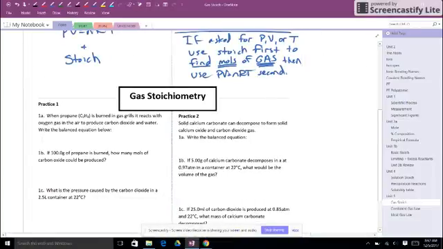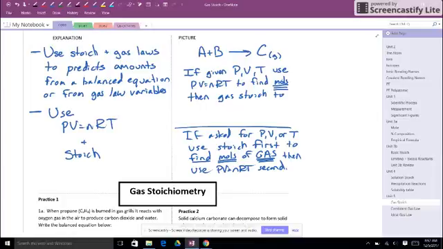Okay, in today's class, we talked about gas stoichiometry, and just a quick review. What we're really going to be doing here is using stoichiometry and gas laws to predict amounts from a balanced equation or from gas law variables. So we could be solving for grams of a substance in a balanced equation, for moles of a substance, or we could be solving for pressure, volume, or temperature using moles as a piece of information, possibly. Essentially, what we're going to do is use PV=nRT once, and we're going to use stoichiometry once.